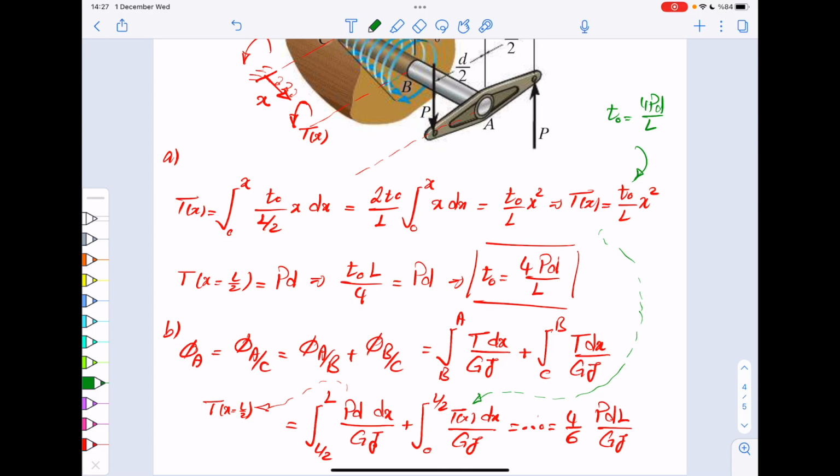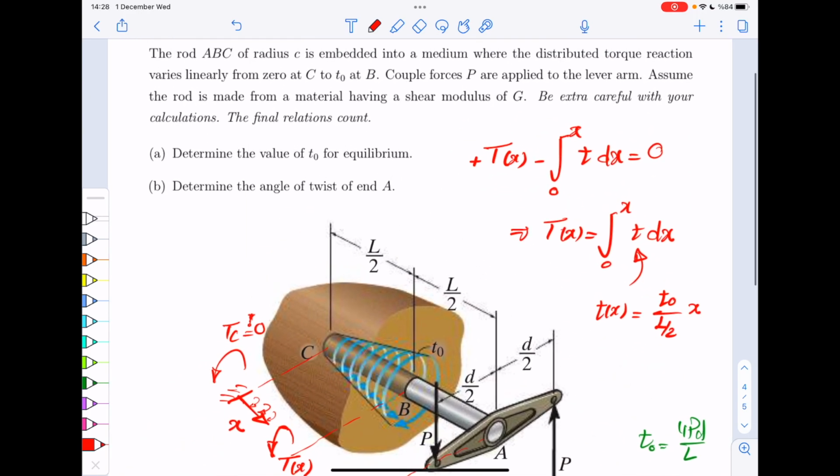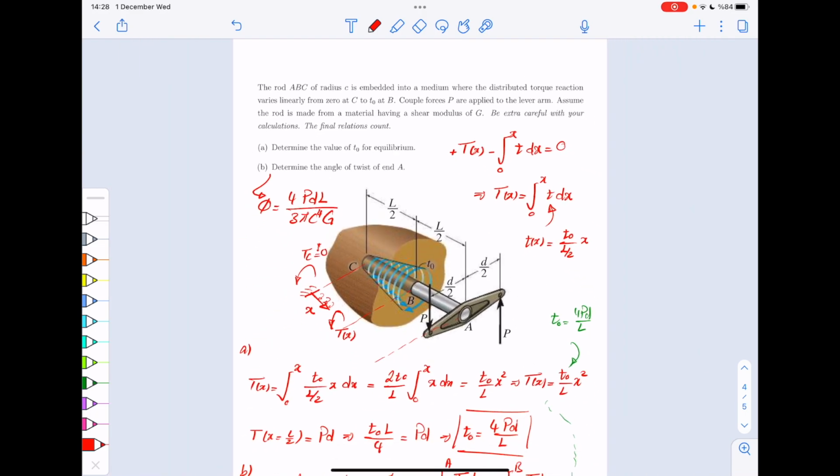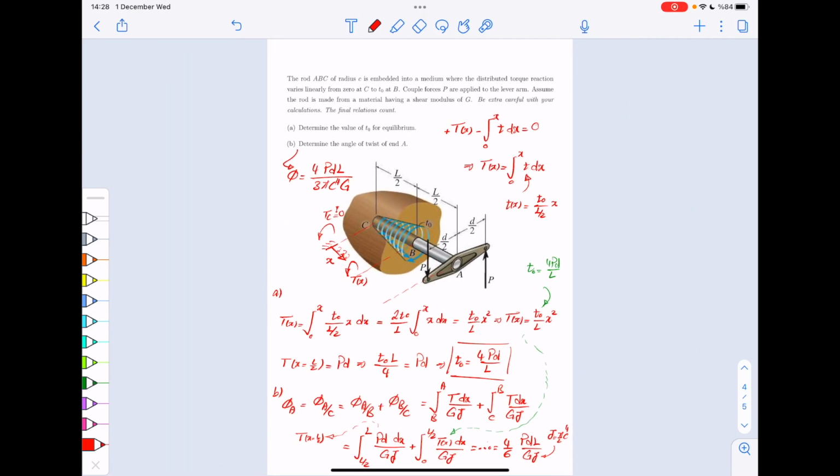So you get this relationship, and all you have to do at the end is to remember that J itself is, if you want to, pi over 2 c to the power 4. And if you do all of that correctly, your phi would be 4 PDL divided by 3 pi c to the power 4 times G. All right, that's that. That was the last exercise for today.